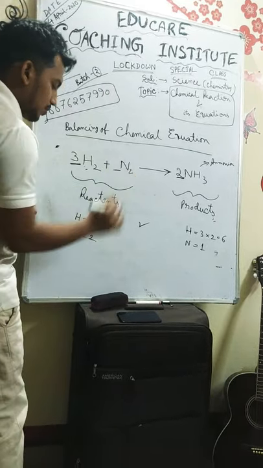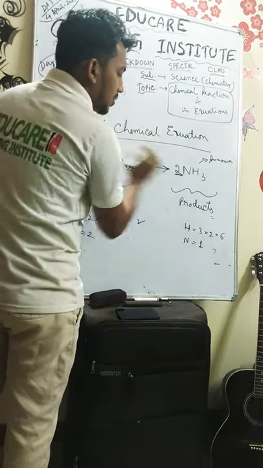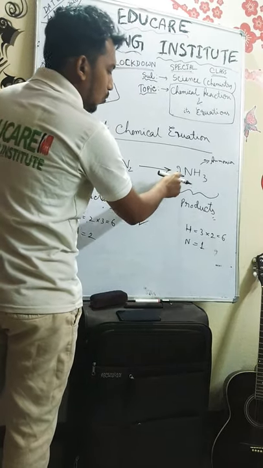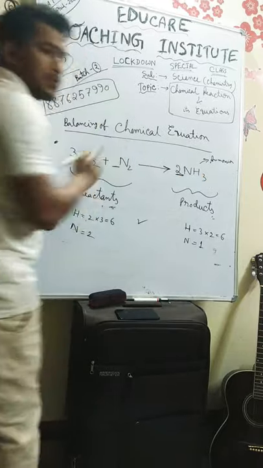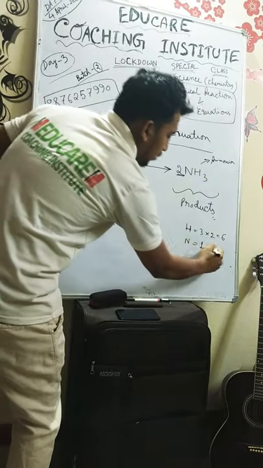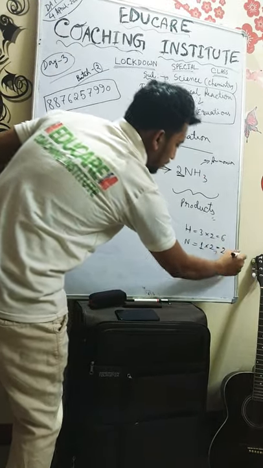Nitrogen is 2 here, and nitrogen here becomes 2 also when we put 2 here. So ultimately, 1 into 2 equals 2.